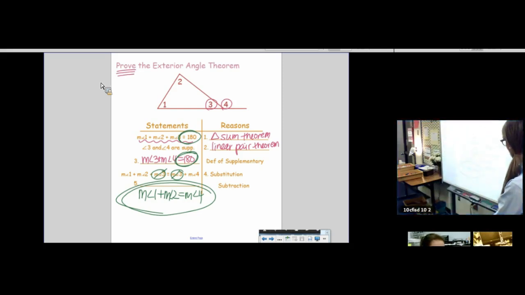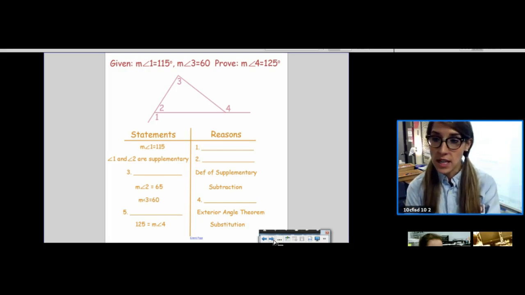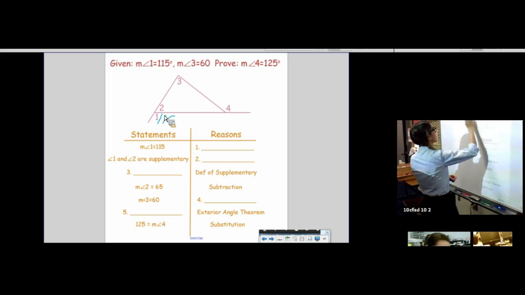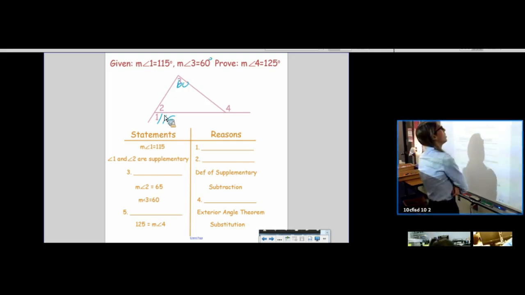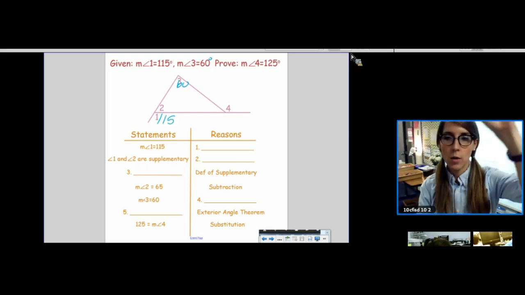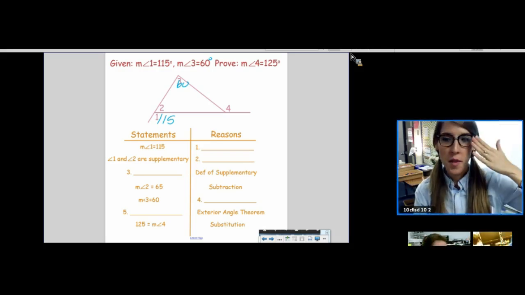Okay, let's do one more. Given the measure of angle 1 is 115, the measure of angle 3 is 60, got my degree symbol, prove that the measure of angle 4 is 125. All right, so we need to use theorems and work our way over to angle 4. We're probably going to use the theorem that we just proved on the previous slide.